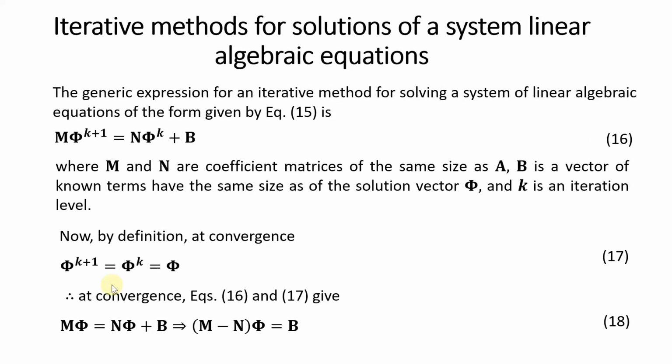Now any iterative method to solve a system of linear algebraic equations given by equation 15 can be written as shown in equation 16, where M and N are also coefficient matrices whose sizes are the same as that of matrix A. Vector B is the vector of known terms and it has the same size as the solution vector phi, and k is an iteration level because we have to keep on iterating from one level to the next.